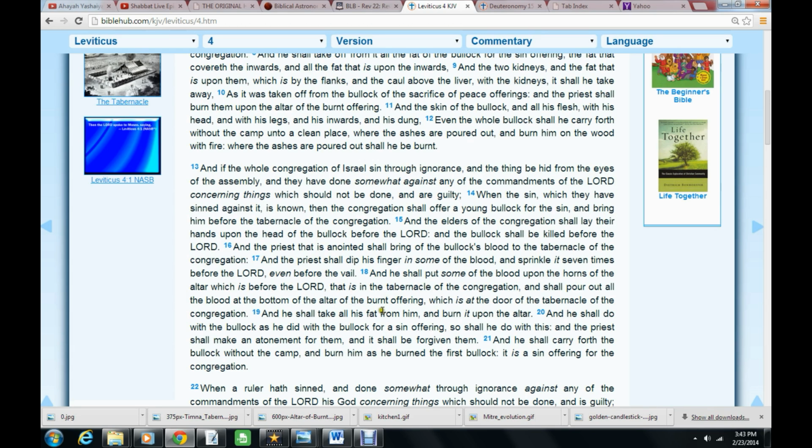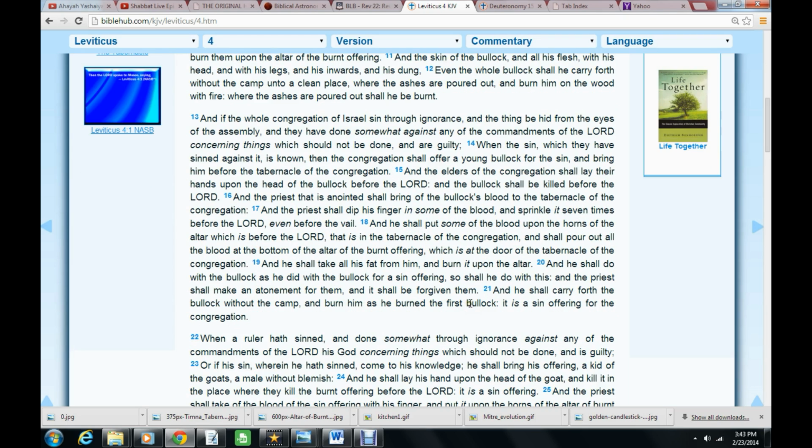That is in the tabernacle of the congregation. And he shall pour out all the blood at the bottom of the altar of the burnt offering, which is at the door of the tabernacle of the congregation. And he shall take all his fat from him, and burn it upon the altar. And he shall do with the bullock as he did with the bullock for a sin offering. So shall he do with this.